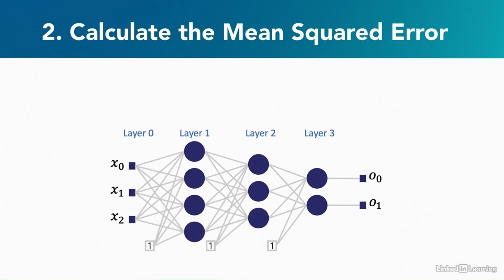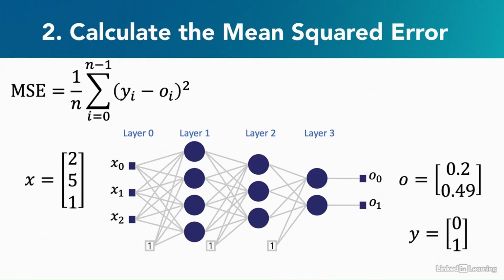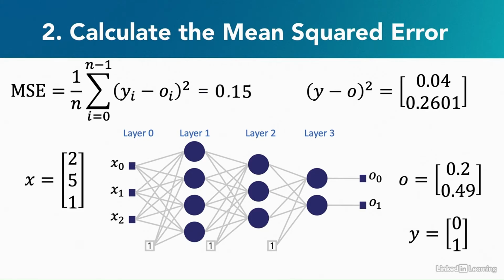The second step is to calculate the mean squared error. This needs to be done at this point because we will assess the accuracy of the neural network later, and we are about to change its weights. Remember, the MSE is calculated on the outputs, so we use y and O. So subtracting vectors y minus O, we get minus 0.2 and 0.51. Squaring those values, we get 0.04 and 0.2601. Adding those values and dividing by 2, we finally get 0.15.